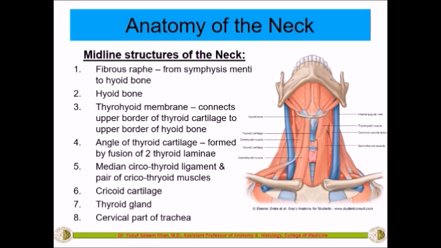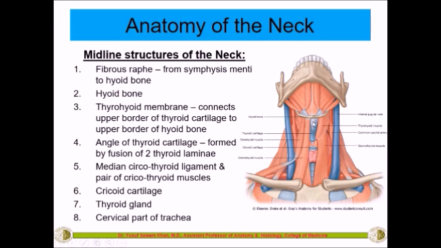The next structure is the hyoid bone itself, to which this raphe is attached. So this is the hyoid bone here, a very small bone present in the neck, which is freely mobile. Below that is a membrane which spreads between the thyroid cartilage and the hyoid bone. Because it is present between the thyroid cartilage and the hyoid bone, it is called the thyrohyoid membrane.